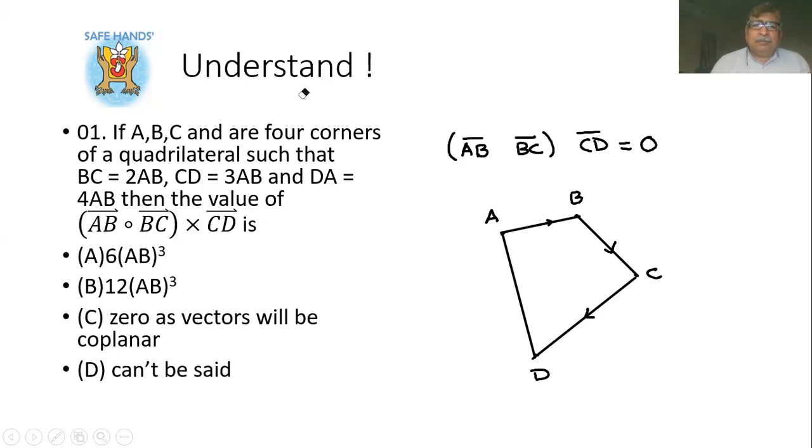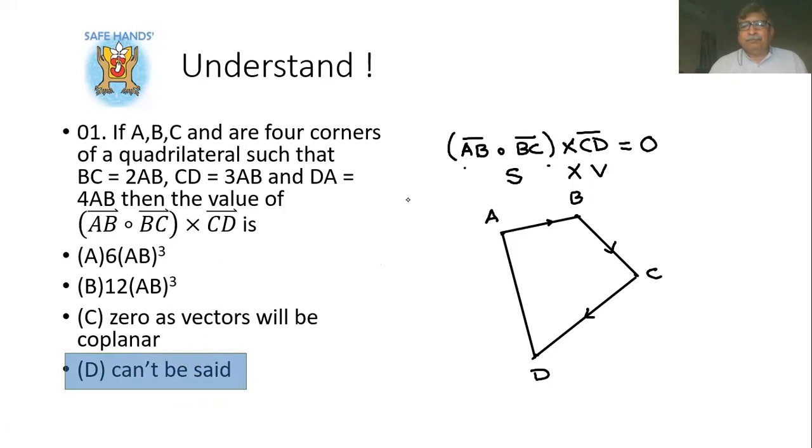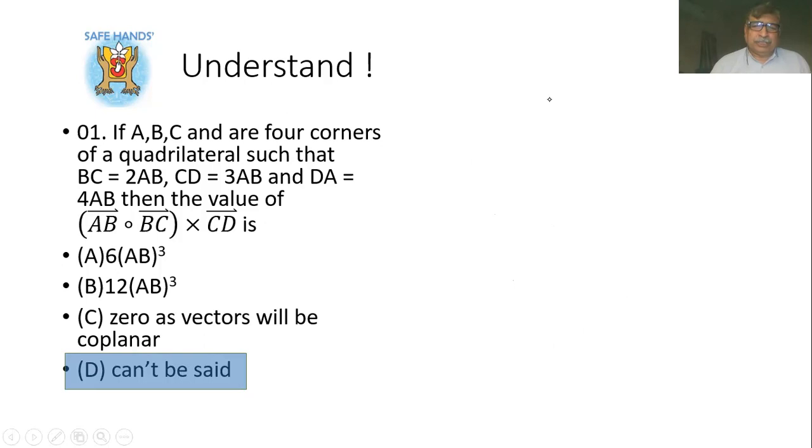In given problem, the pattern is something like this. Now there is a problem because this is a dot product, means the answer will be a scalar. This is a vector. There is no cross product defined between scalar and vector, and that's why the answer will turn out as can't be said. So this is the way how the things are going to be. And please try to understand this carefully. Let us proceed further.